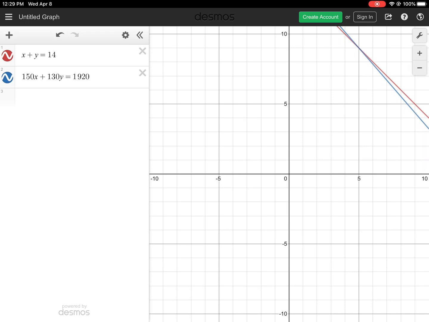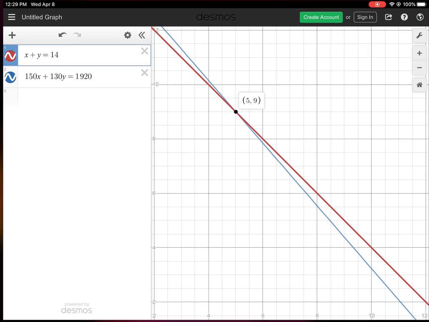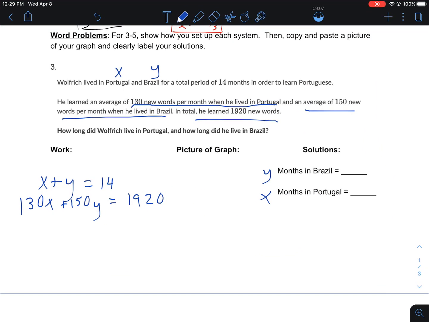So there you go, I typed them in already. And if your Desmos screen's a little crazy looking, if you're zoomed out or zoomed in, you can always hit this home button, the little house right here that you're seeing, and it'll recenter you at 0, 0. I'm looking for where these lines intersect, and simply touching there will help us. So 5, 9. X is 5, Y is 9.